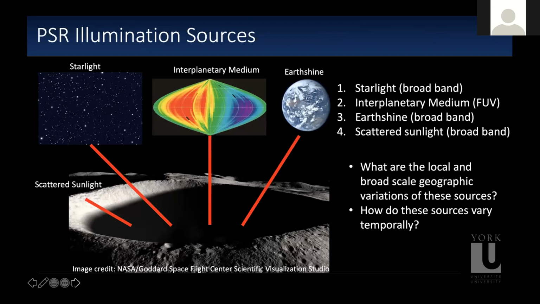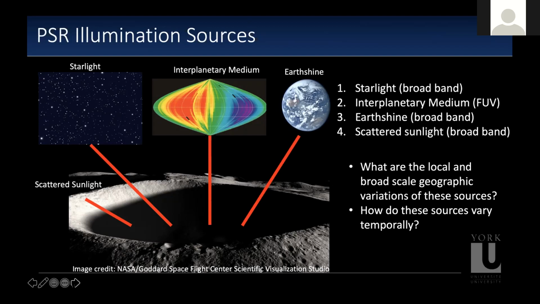I won't talk about this too much. The second source is resonant scattering of hydrogen atoms from the interplanetary medium, and this peaks in the far ultraviolet. This, together with starlight, is a source. These sources have been used to search for ice at the lunar poles by the LAMP instrument on the Lunar Reconnaissance Orbiter. Third is earthshine, or light reflected from the Earth toward the moon. There was recently some detailed modeling that was done of this particular source as a means for detecting ice within the PSR. So we'll talk about some of the modeling that we did here.